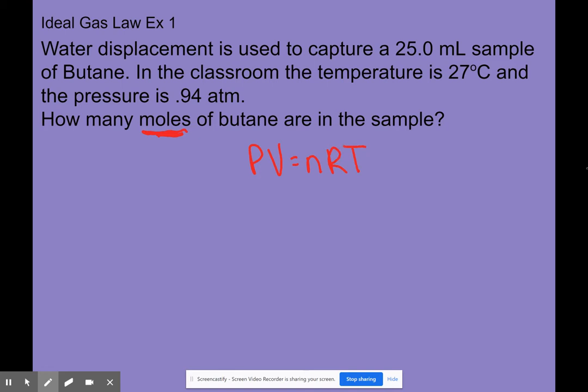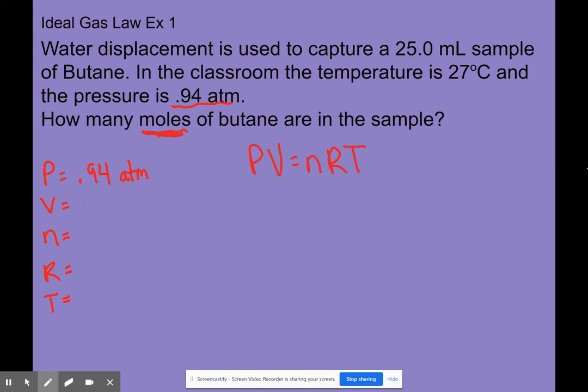So I'm going to write out the equation. I'm going to list the variables: P, V, N, R, and T. Always write out your equation. Always list your variables. So the pressure in this, all I need to do then is look up the pressure. So it says 0.94 atmospheres, and I'm good with that unit.